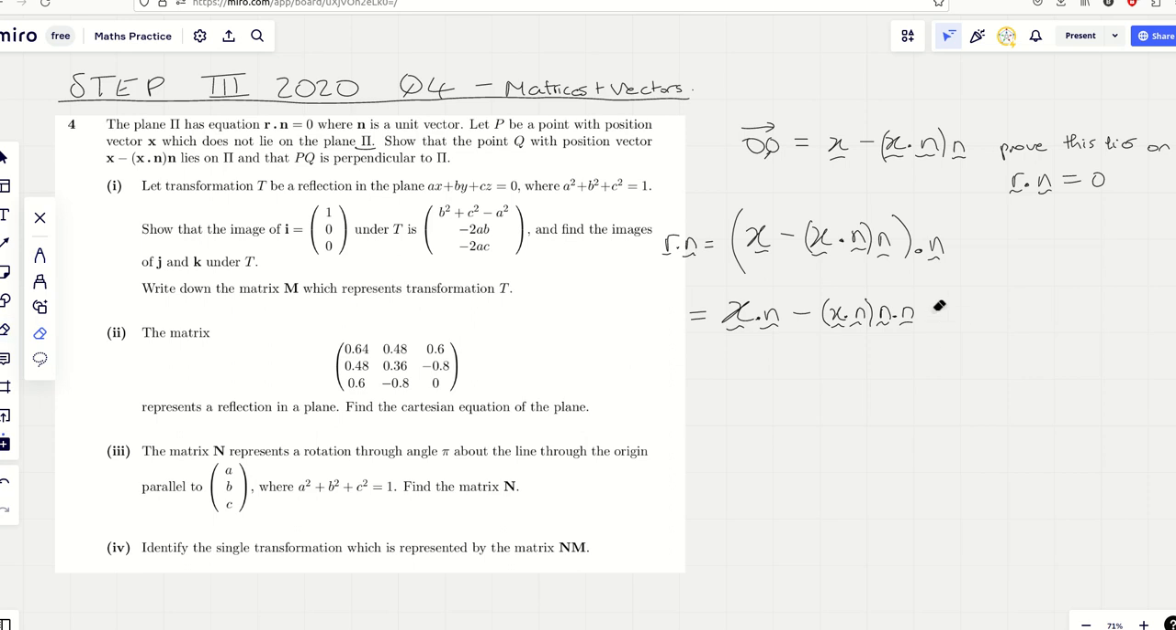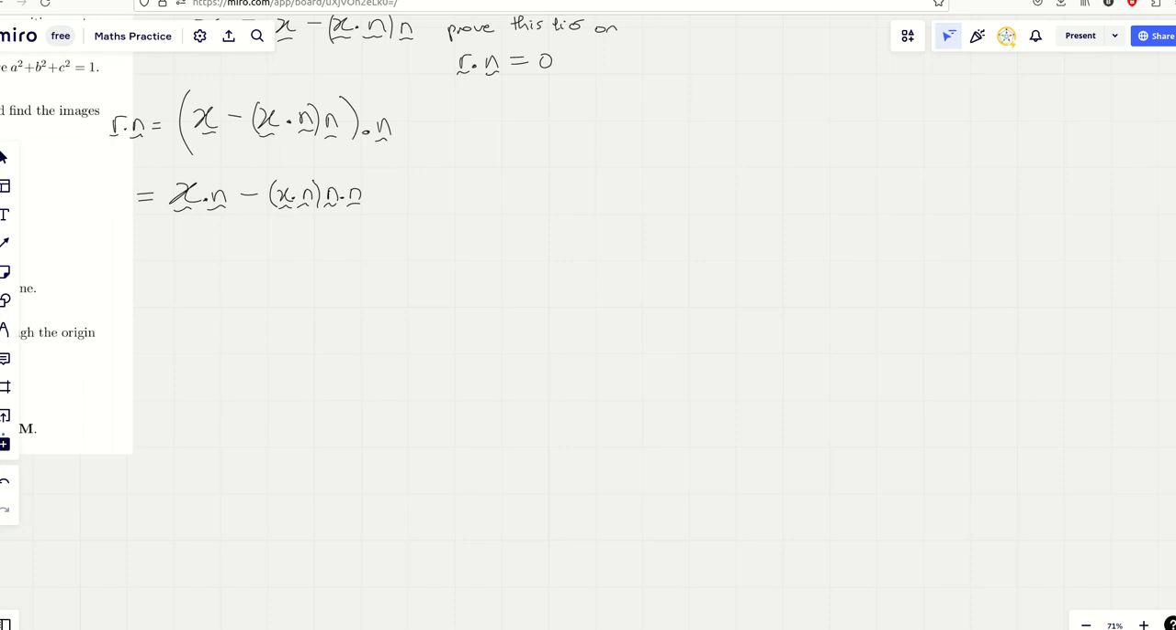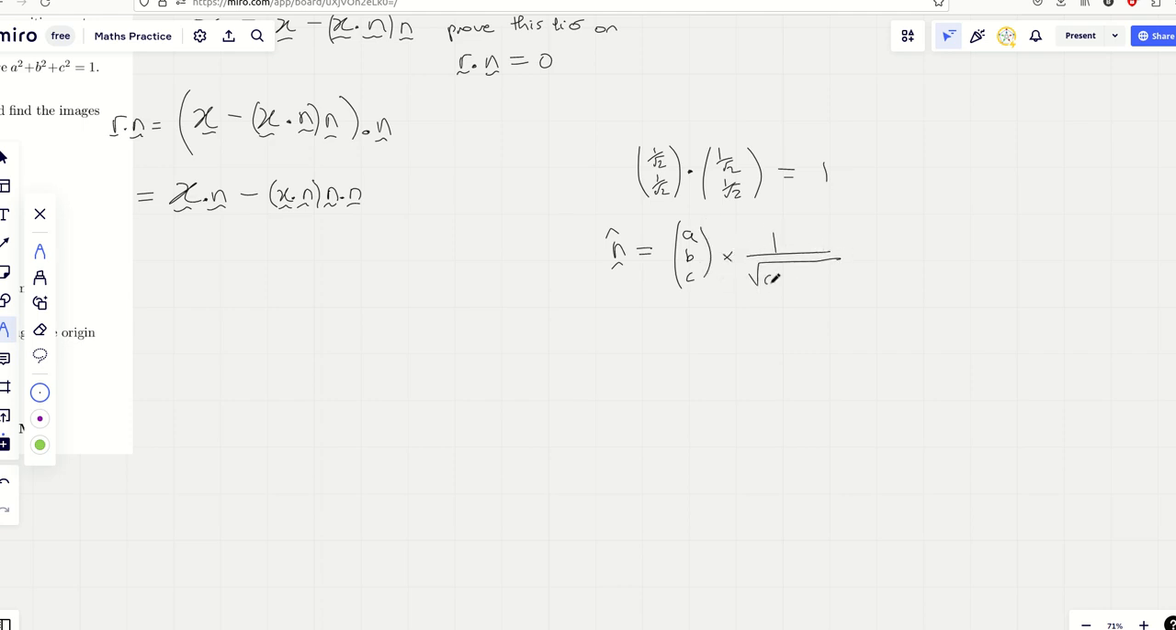The one thing we need to work out here is what is n dot n? What happens when you take a unit vector and dot it with itself? Well, pick a unit vector, something like 1 over root 2, 1 over root 2. Dot it with itself and you get a half plus a half, which is 1. Does that happen for all unit vectors? Yes, it does. Let the unit vector, with a little hat to make it clear, be (a, b, c) multiplied by 1 over the root of a squared plus b squared plus c squared. That guarantees it's a unit vector.